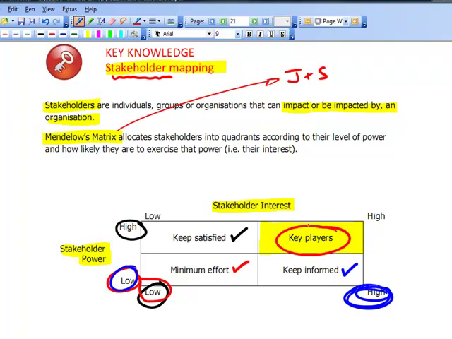Okay, so that's a quick overview of the theory behind Mendelow's Matrix and stakeholders. What we are going to do in tomorrow's video is run through Mendelow's Matrix with a couple of actual examples.